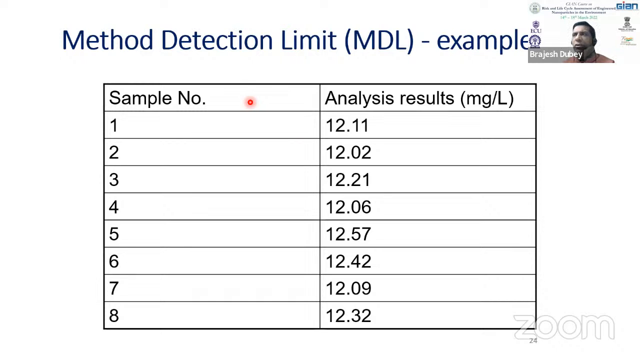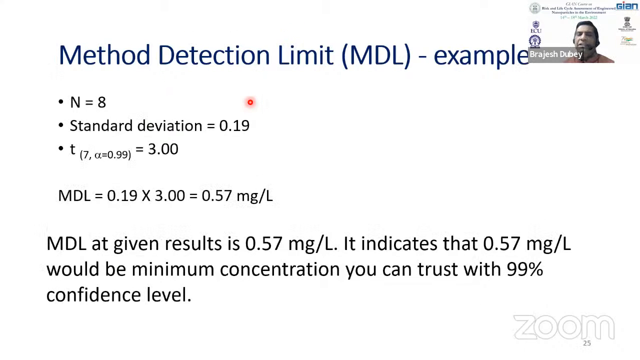I'm assuming that all of you have done some form of statistics class. So n is 8, and the standard deviation S can be calculated as 0.19 from those 8 data points. The t value is 3.57. So it becomes 0.19 multiplied by 3.57, which is 0.68 milligrams per liter. What it indicates is that this is the minimum concentration you can trust with 99% confidence for this particular element that you are trying to analyze. Similarly, we can do it for other elements too.